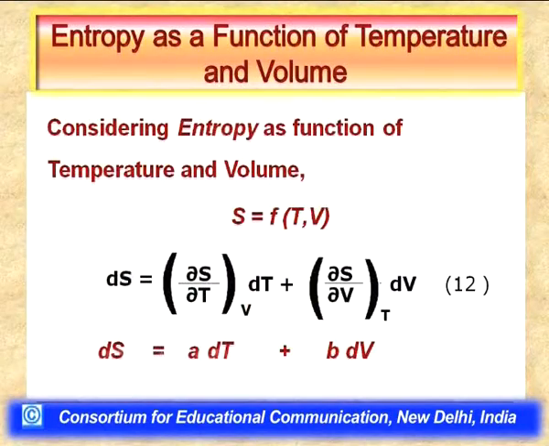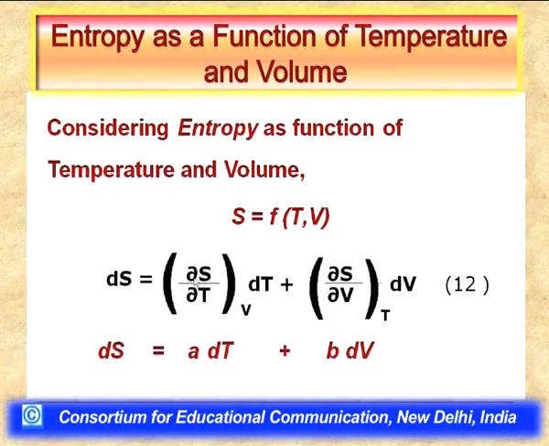Now, consider entropy as a function of temperature and volume. So, we can write S is a function of temperature and volume, and when this is so, we can write the infinitesimal change in entropy dS. That is, dS equals, first we need to write the rate of change of entropy with temperature, that is del S by del T, keeping the volume of the system constant. So, this is the first differential coefficient.